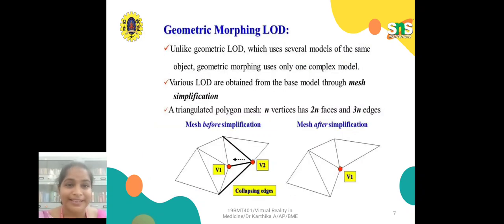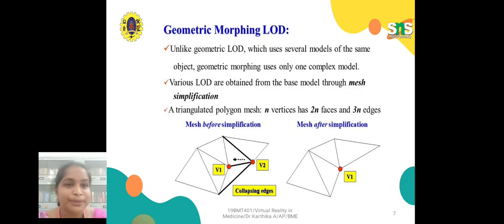To improve the clarity, we go with geometric morphing LOD at a higher level. Unlike geometric LOD, which uses several models of the same object, geometric morphing uses only one complex model. Various LODs are obtained from the base model through mesh simplification. A triangulated polygon mesh with n vertices has 2n faces and 3n edges.